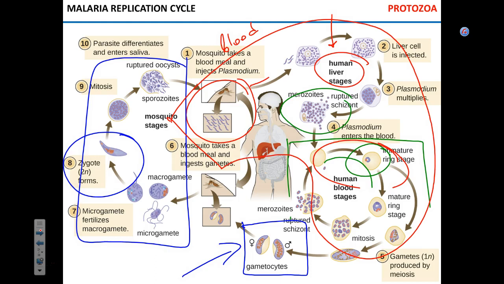At some point, some of the diploid Plasmodium undergo meiotic division, produce haploid gametocytes, which then mate in the mosquito. We clear? Yes. The mosquito bites a second time. It takes a blood meal and collects.